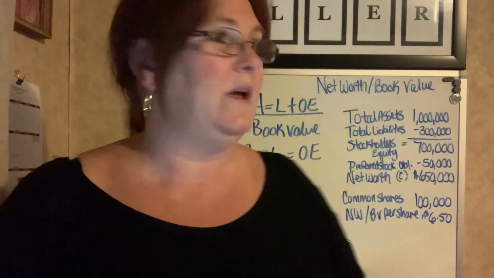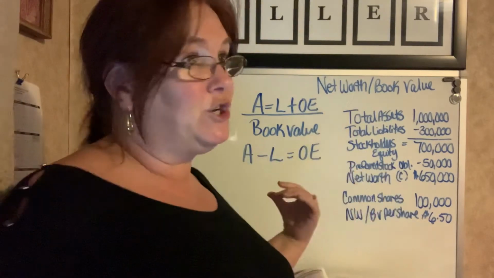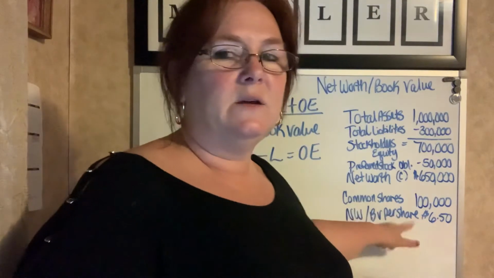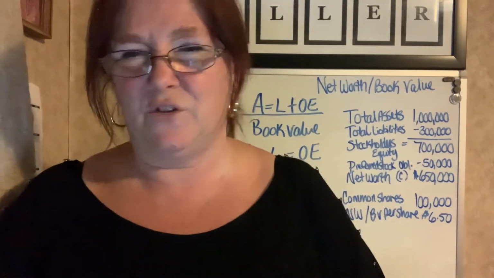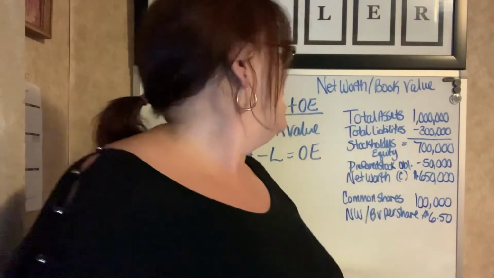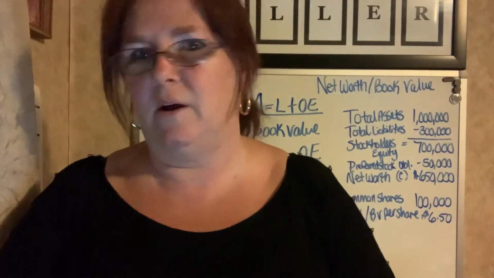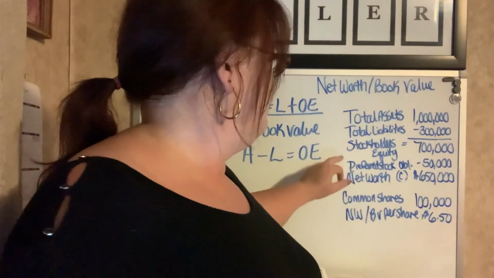So if I ask you for a question that asks for your book value or your net worth per share, that's what it's going to be, this number down here is per share, divided by the amount of shares you have. If I ask you just for the net worth or the book value, you will give me this number up here, which is just your stockholders' equity minus any preferred share information that you have. If you don't have preferred shares on there, then this number up here would be your final number.